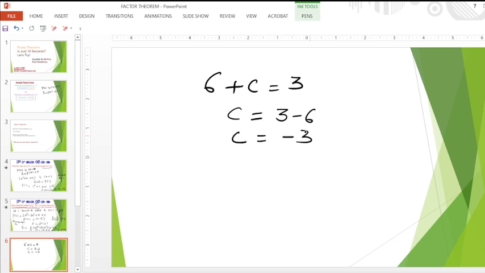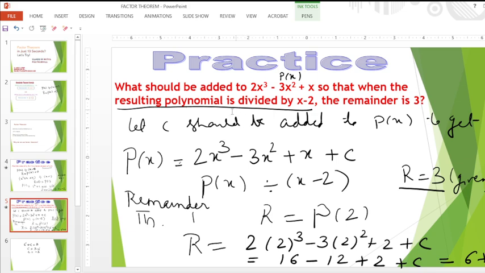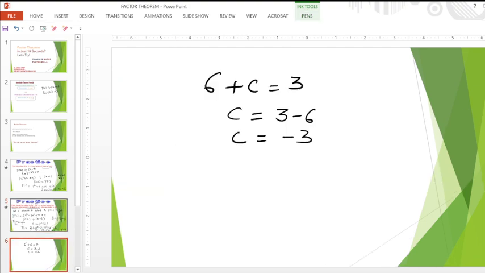So this is a variable value, or you can say an integer or any number, the required number which you are adding to this polynomial to make it a resulting polynomial. Because they are asking what should be added to this. You have added c, so c should be added. So you can see that minus 3 should be added in the polynomial small p(x) to make it equal to the resulting polynomial.